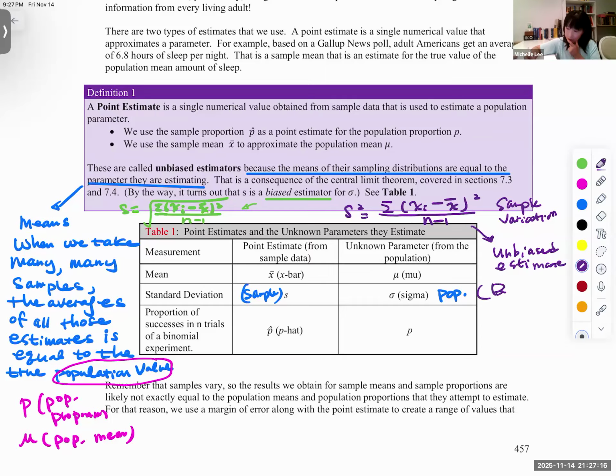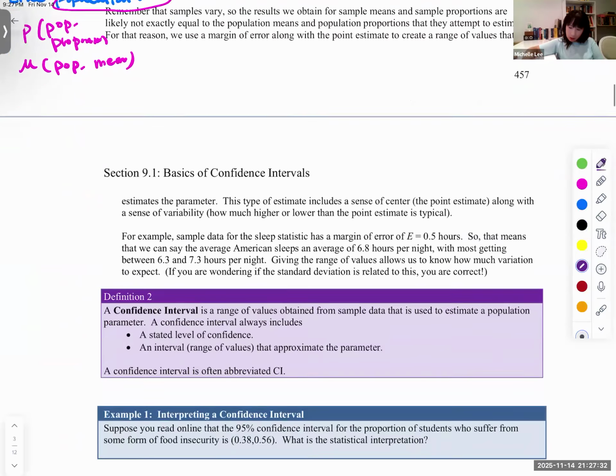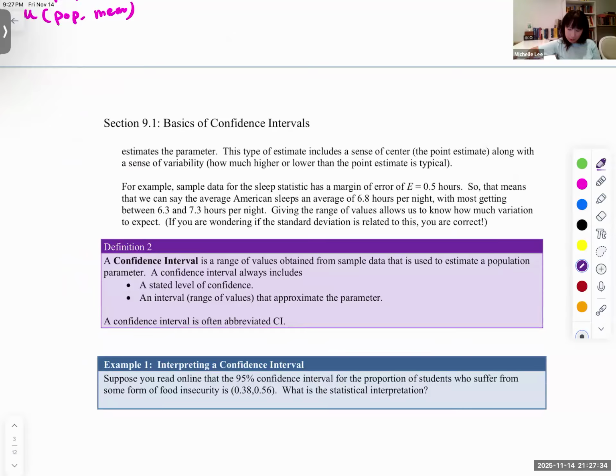It means the best estimate. All right. Let's move on. So we have a confidence interval.